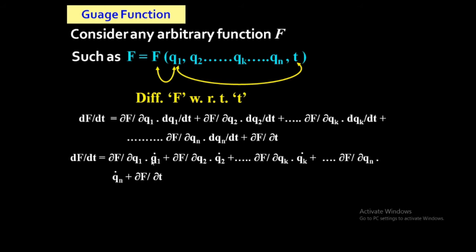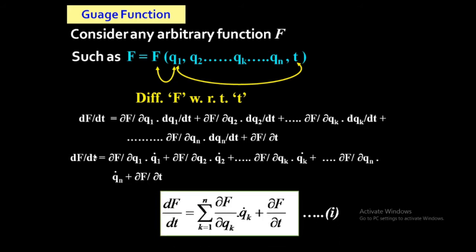Now this whole equation you can write in the form of summation. Summation over k is equal to 1 to n, and you have to write this term because k is equal to 1 to n. Plus this is not a function of k because there is del f by del t, so k is not involved here, so this term will be as it is. So in terms of summation you can write this equation: df by dt is equal to summation over k del f by del qk into qk dot, where k is equal to 1 to n.